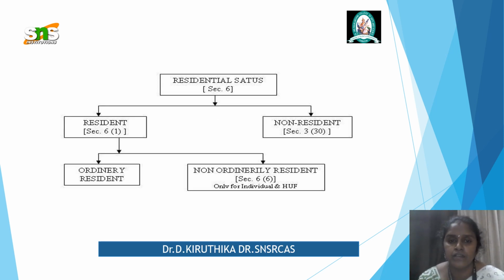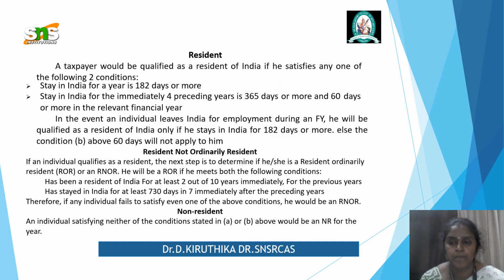So this figure will give a very clear picture about your residential status and how it is divided. It is divided mainly into two: resident and non-resident. Again, the resident is divided into two: ordinary resident and not ordinarily resident. The sections go on like section 6 under the residential status of an individual. Then section 6(1) is your resident, non-resident is section 6(3), and finally 6(1) is again divided into not ordinarily resident, that is section 6(6).